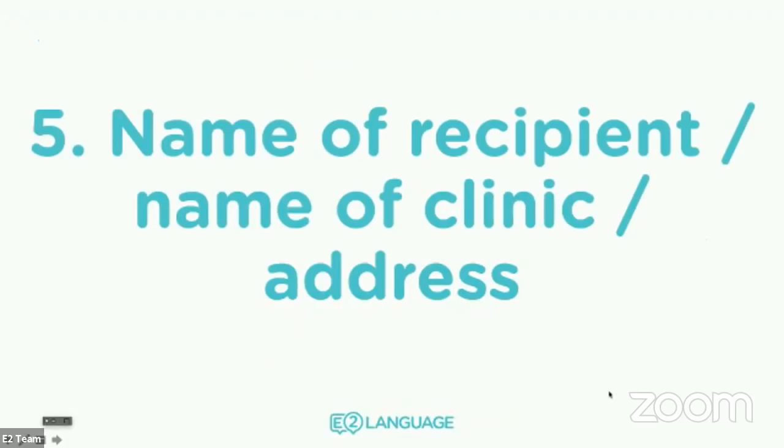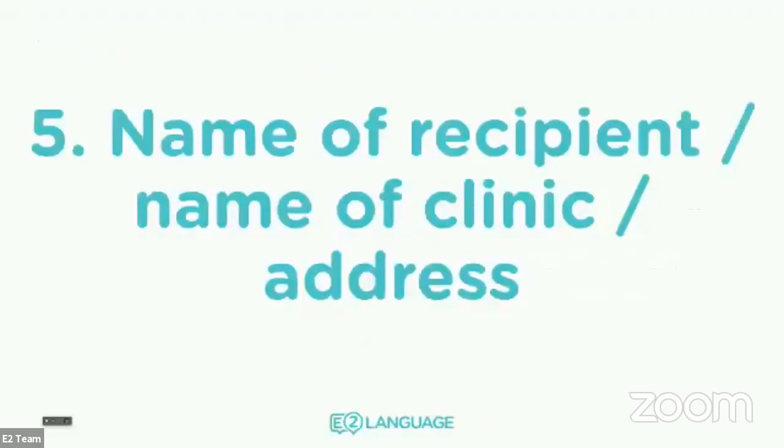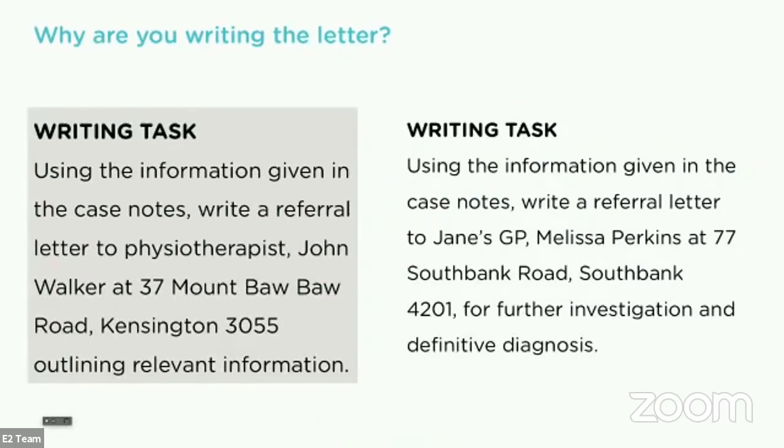Okay, also from the task, you can get the name of the recipient, John Walker, the name of the clinic, and the name of the address. This is all for letter formatting. So let's think of the recipient's name, the name of the clinic, and the address. Please write those 3 things down for each task.